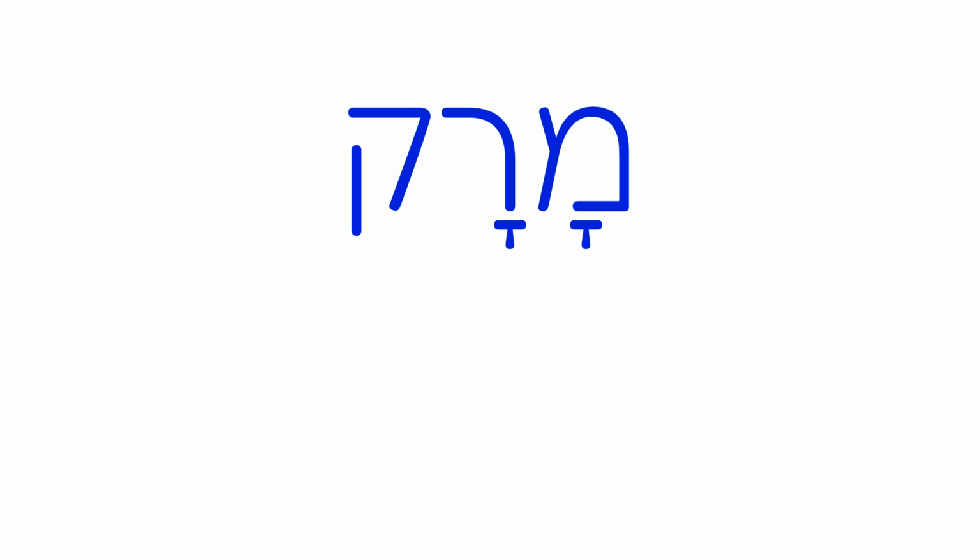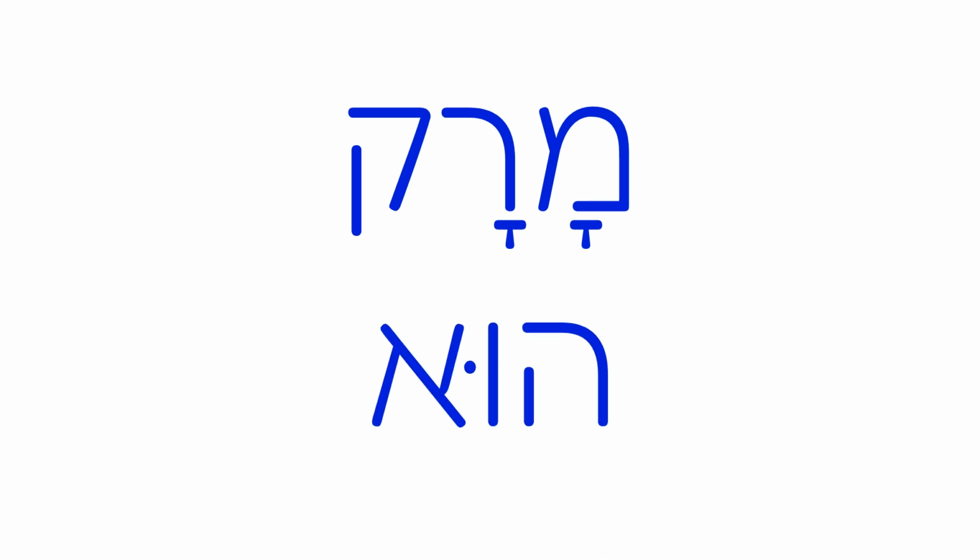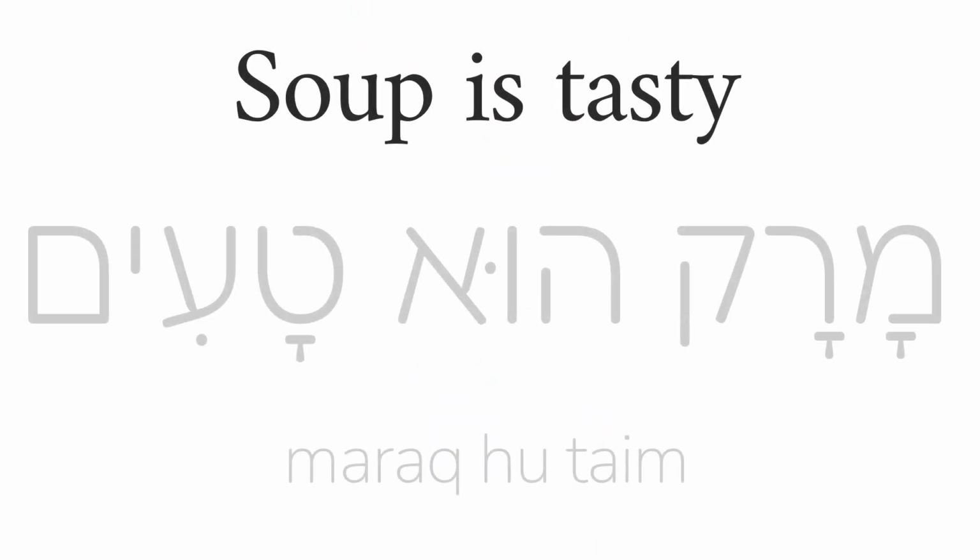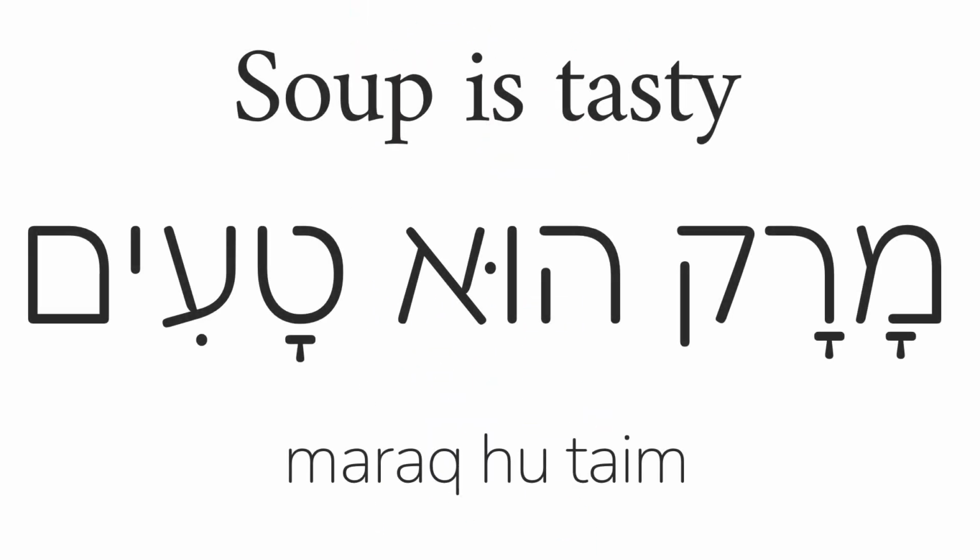Maraq is a masculine singular noun, so we'll use "hu," the masculine singular pronoun "he." So to say "soup is tasty" in Hebrew, we say "maraq hu ta'im." Soup is tasty. Maraq hu ta'im.